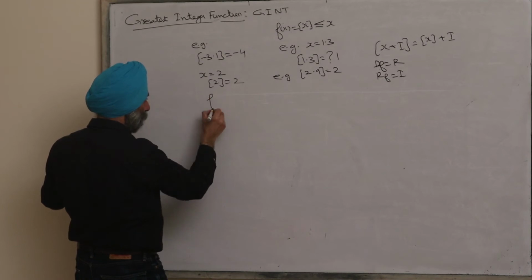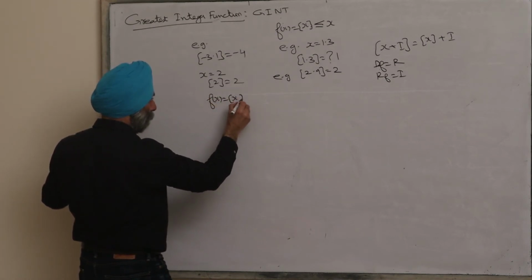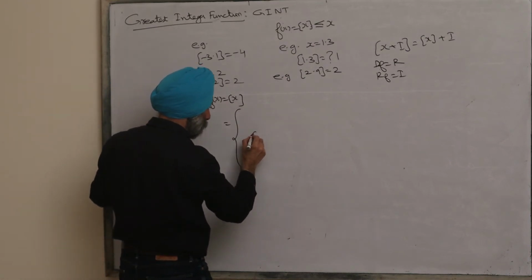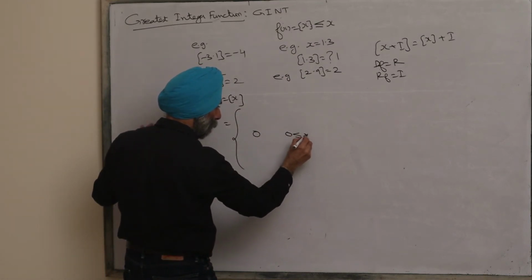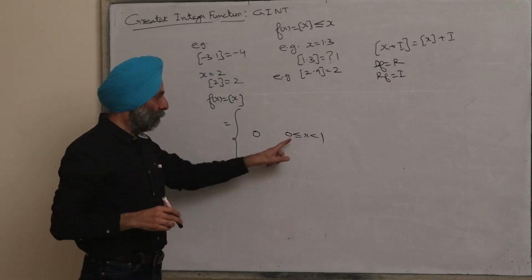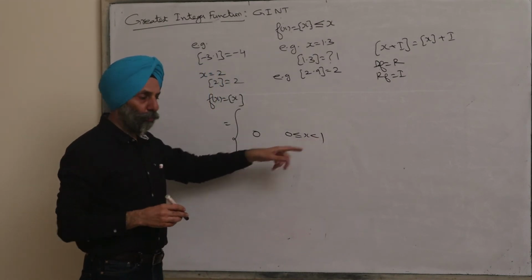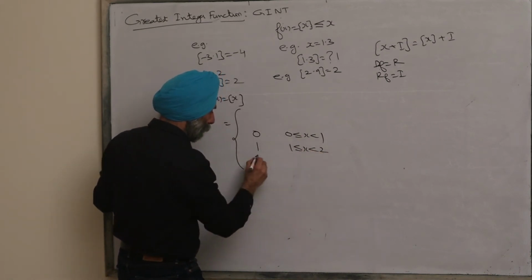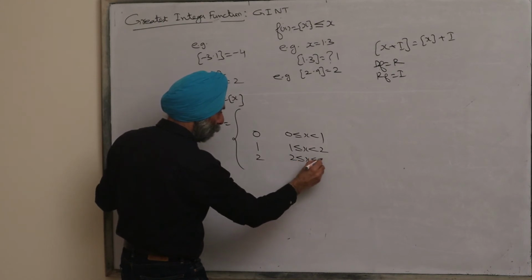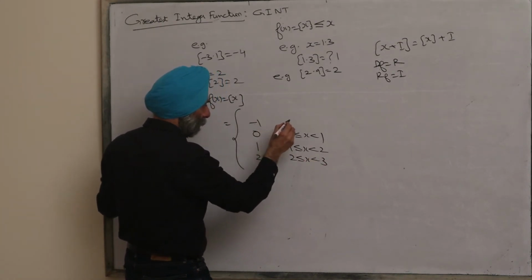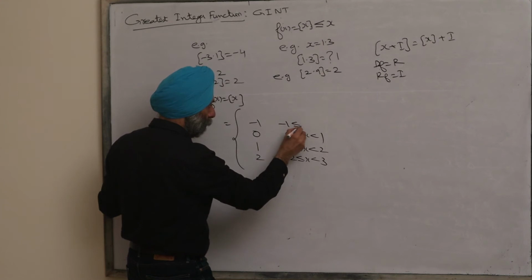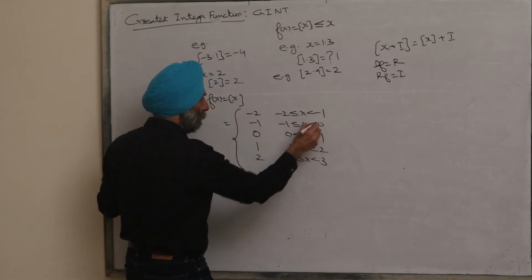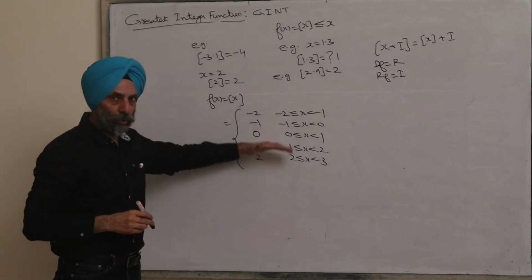Now we have f(x) equal to the integral part of x. So you can see here it is equal to 0 when x belongs to 0 to 1. Left side is closed, right side it has to be open. It is 1 when x belongs to 1 to 2. It is 2 when x belongs to 2 to 3. It is minus 1 when x belongs to minus 1 to 0. It is minus 2 when x belongs to minus 2 to minus 1 and so on.